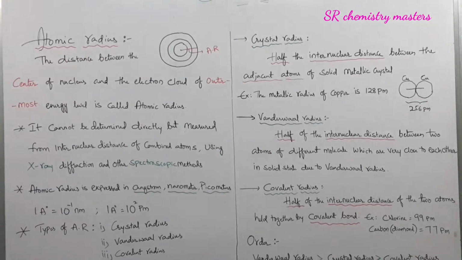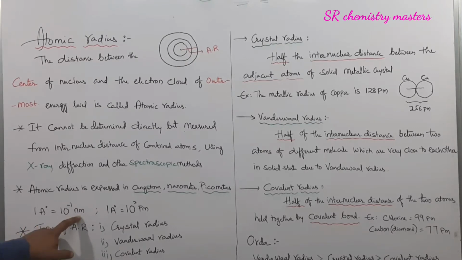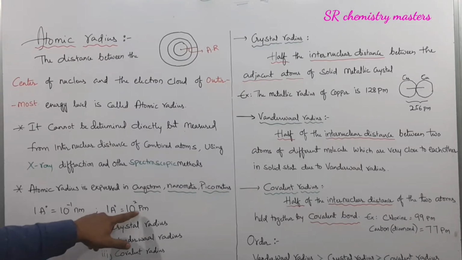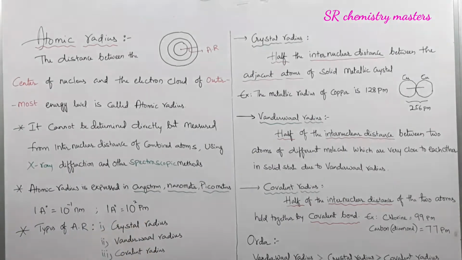If you see here, the conversion of angstrom into nanometer is: 1 angstrom is equal to 10 to the power of minus 1 nanometer. Or else if you convert angstrom into picometer, 1 angstrom is equal to 10 square picometer, or else 1 angstrom is equal to 100 picometer.